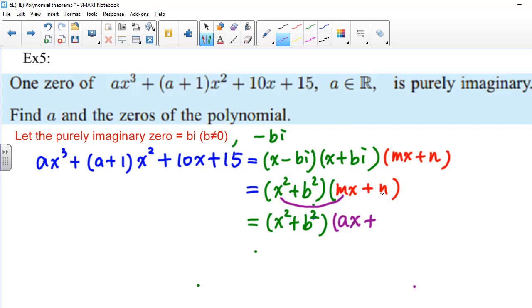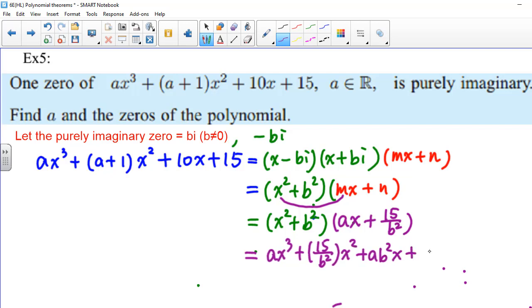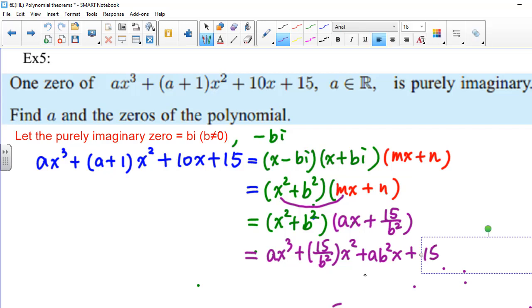And the last times last must produce 15. Therefore, we can say b squared times n equals 15. So n is 15 over b squared. Then let's expand the product of these two brackets. So we can have ax cubed plus 15 over b squared x squared plus ab squared x plus 15. Let's equate the corresponding terms.